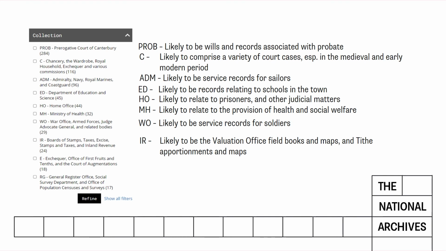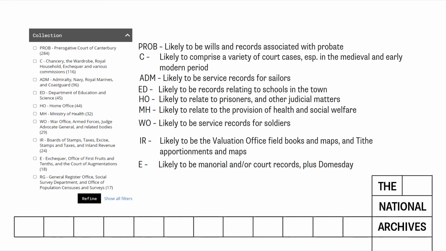IR refers to records of the Inland Revenue, and it is likely that the majority of these records comprise the Valuation Office field books and maps, and the tithe apportionments and maps for Wootton, and I'll touch on these in a little more detail later.